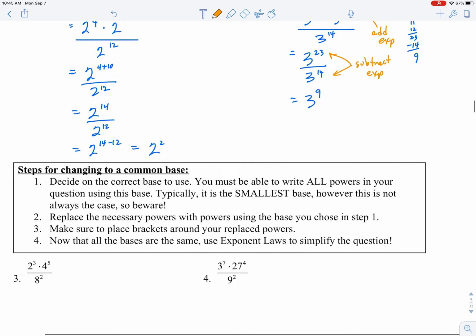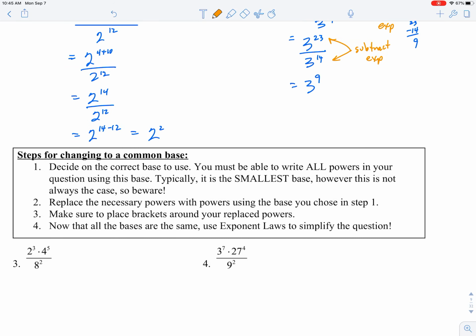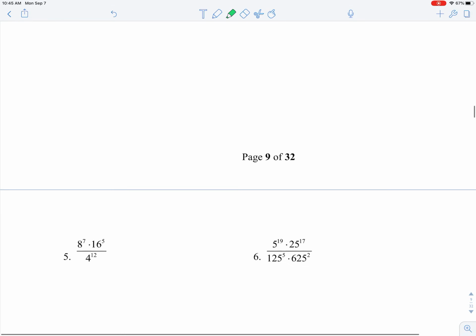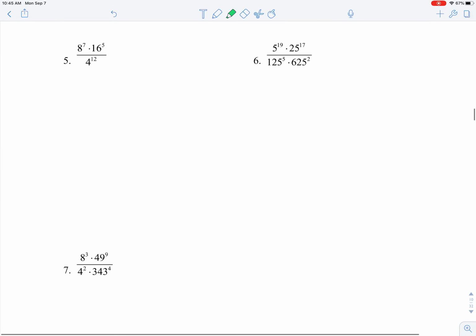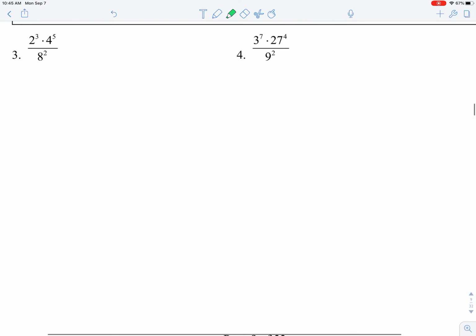So steps for changing to a common base. First, we're going to decide on what the correct base to use is. You must be able to write all, this is a key thing here, all the powers in your question using this base. Typically, it's going to be the smallest one, but not always the case. We're going to place brackets around our replaced powers. And then we're going to use the exponent laws. So we're going to go over 5 more of these. If you want, try it yourself and then see if you get the same answer as me.